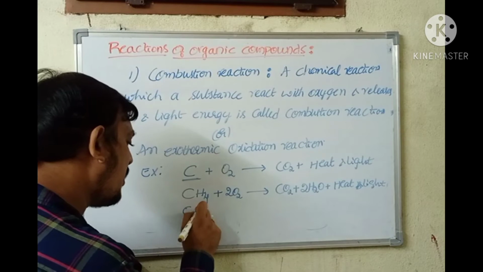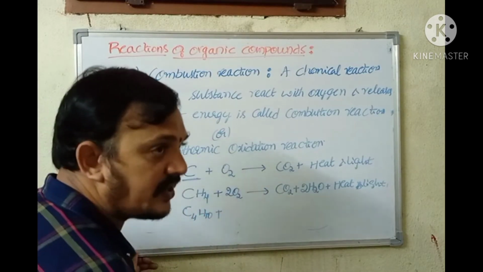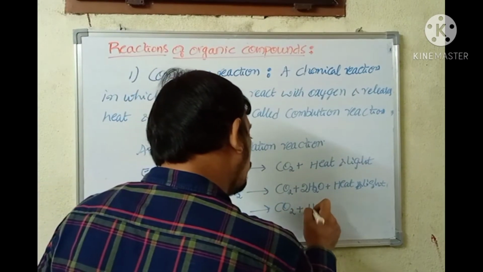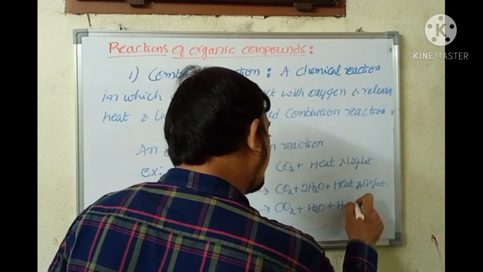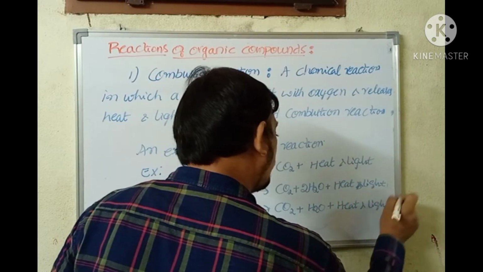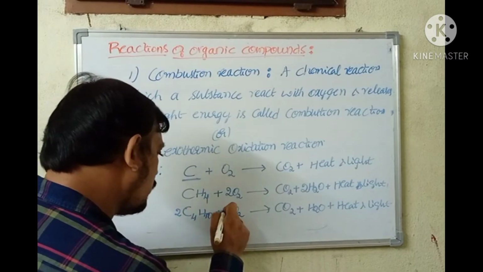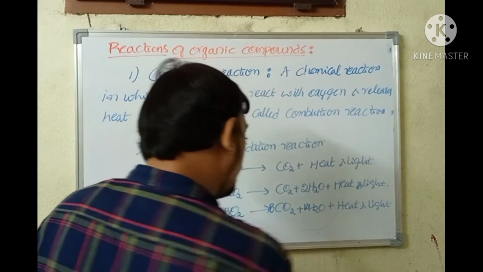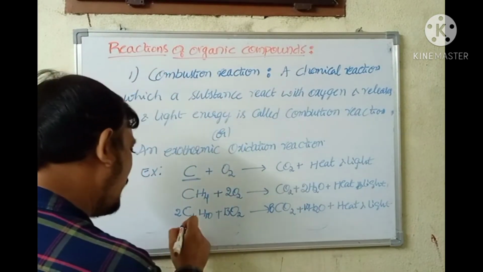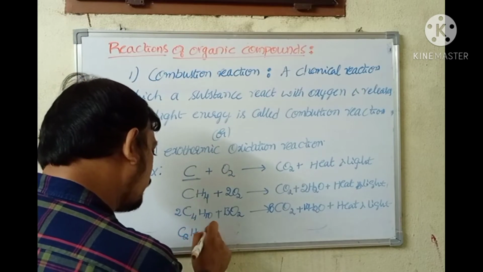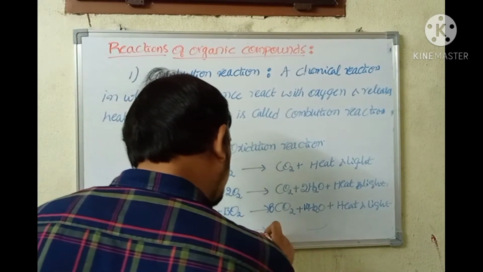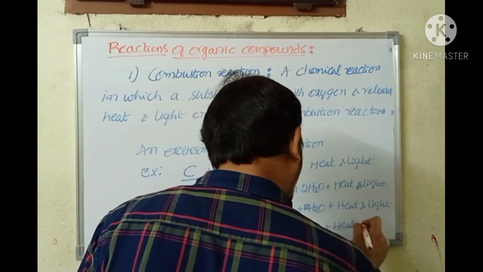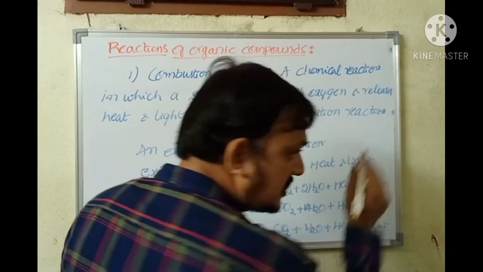Butane, which is the major component of liquefied petroleum gas, which is the most commonly used domestic fuel, on undergoing combustion produces CO2, H2O, and same as above, heat and light energy are released. You can balance this equation: 2C4H10 plus 13O2 gives rise to 8CO2 plus 10H2O. Ethyl alcohol, C2H5OH, on undergoing combustion produces CO2, H2O, and as in the above, it produces heat and light energy.